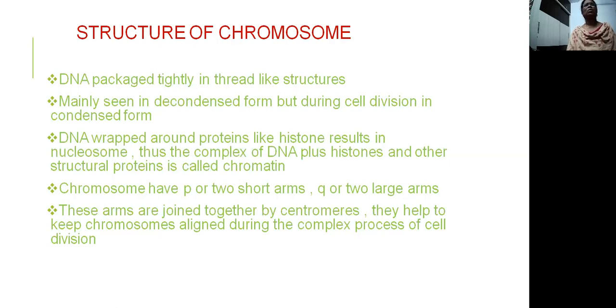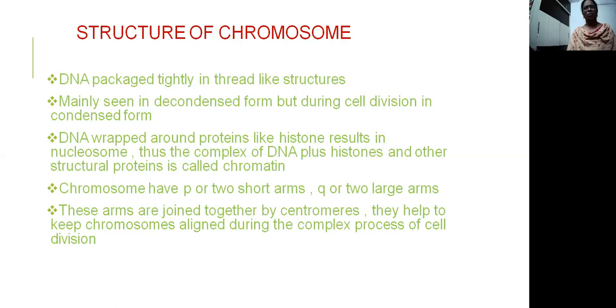These proteins, which are of eight, four pairs, these eight histone proteins are wrapped by DNA to form into nucleosome. Thus, the complex DNA plus histones and other structural proteins are called chromatin. So these nucleosomes appear as beaded structures on the chromosome. They are called chromomeres. The chromosome has two short arms called P or two large arms called Q.